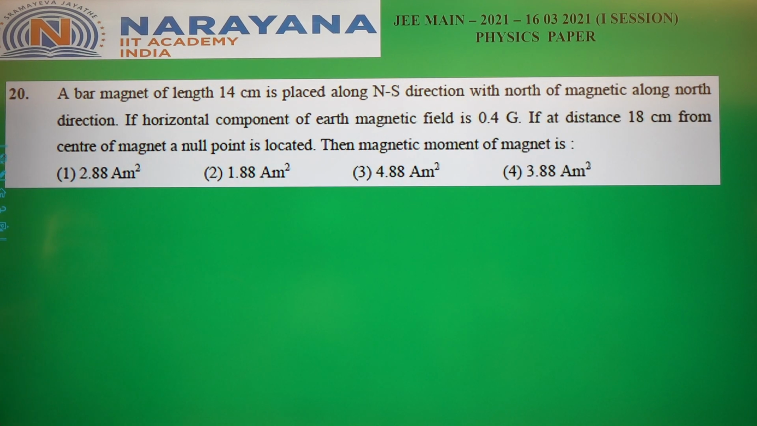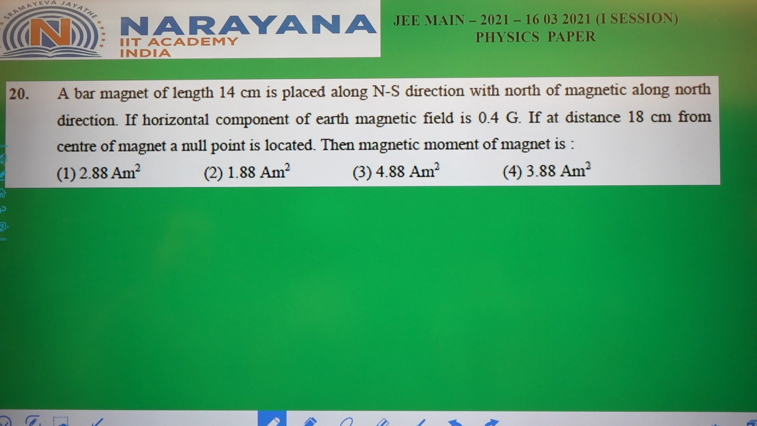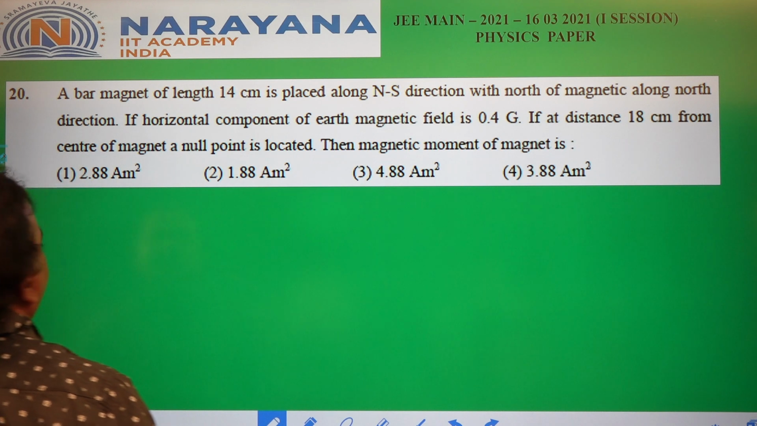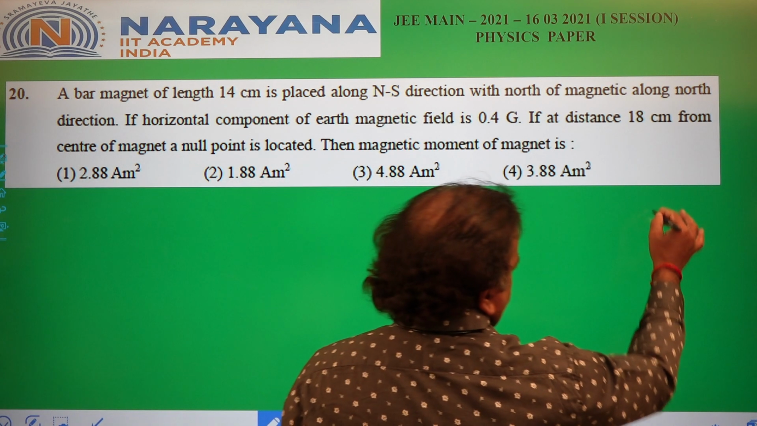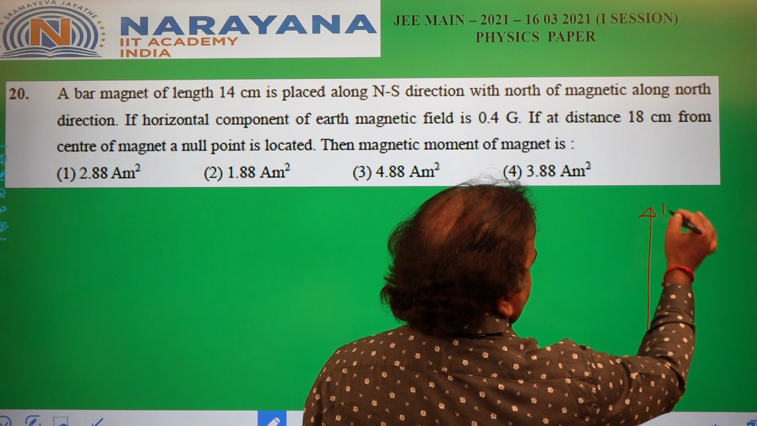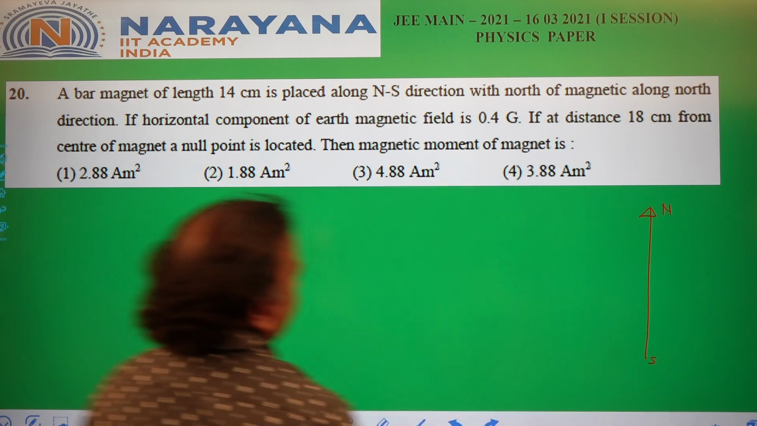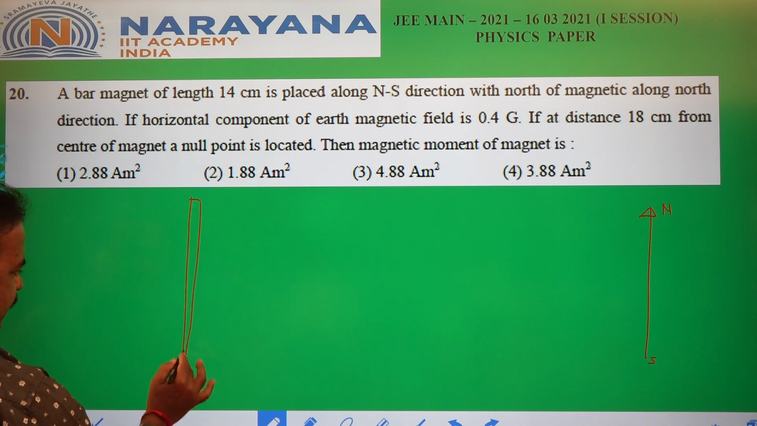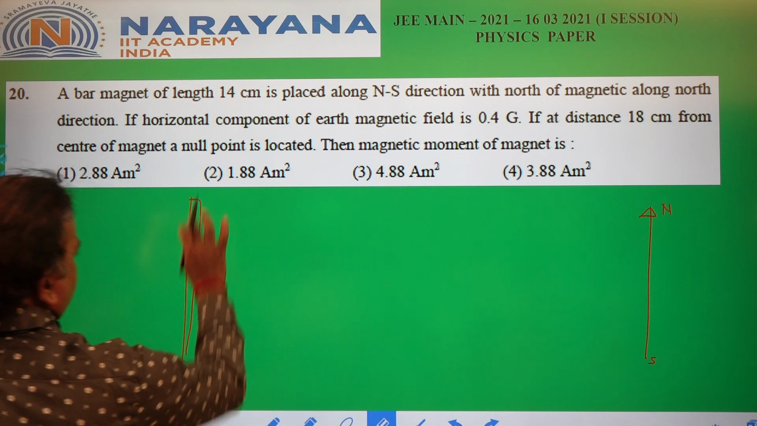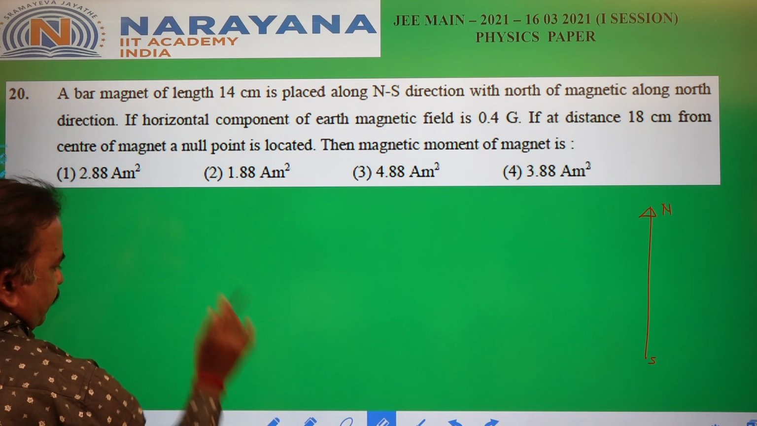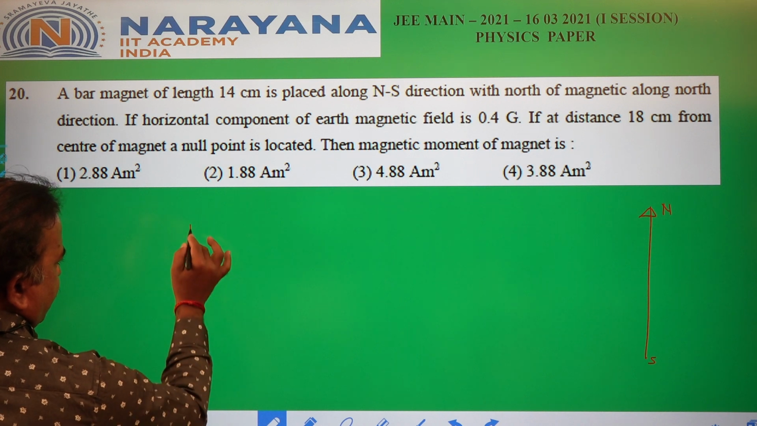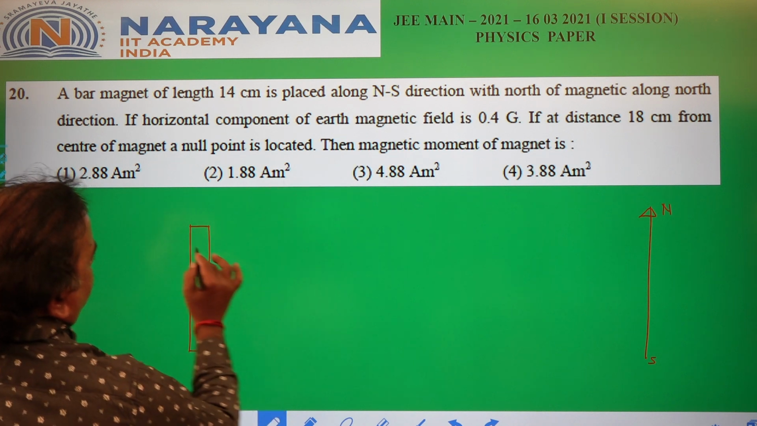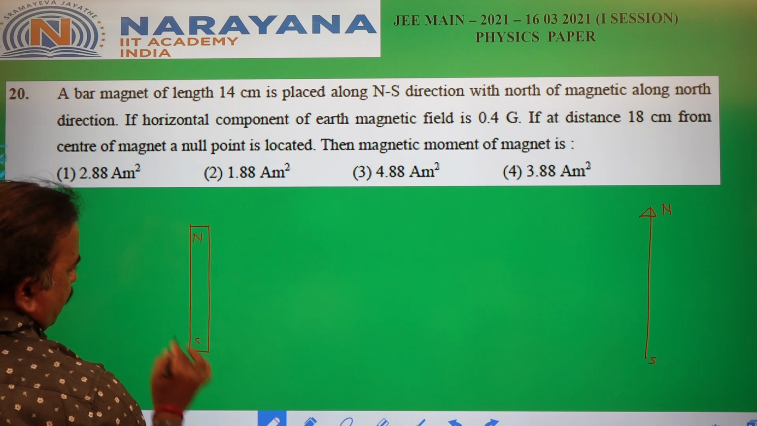Question number 20. A bar magnet of length 14 centimeters is placed along the north-south direction with the north of the magnet along the north direction. If I take this as geographical north and geographical south, the bar magnet is also placed in this way. Let us assume this as a bar magnet, north facing, north, and this is south.